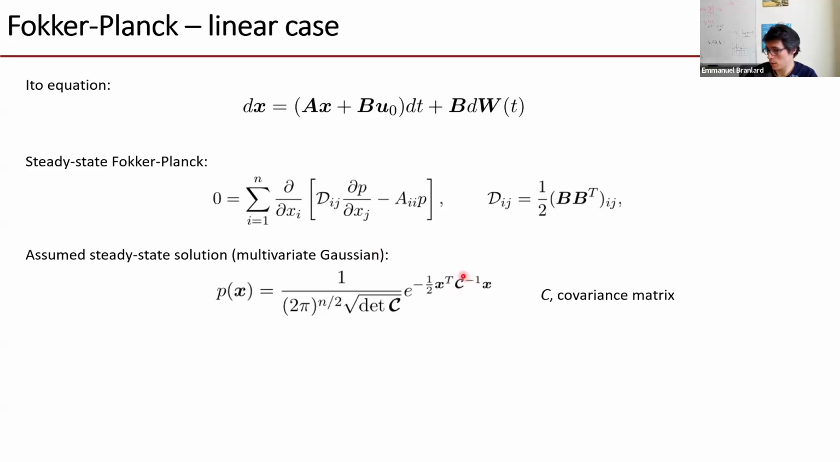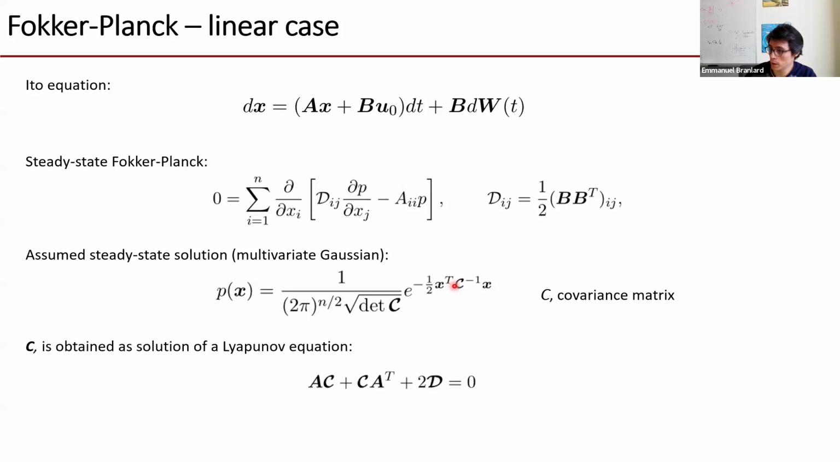You have C here as the covariance matrix that relates the states to each other. At the end of the day, if you plug this into the steady Fokker-Planck equation, you get what is called a Lyapunov equation that relates the A matrix and the B matrix to some extent, and the covariance matrix. Our unknown here is the covariance matrix. So we can solve for it by solving this equation.